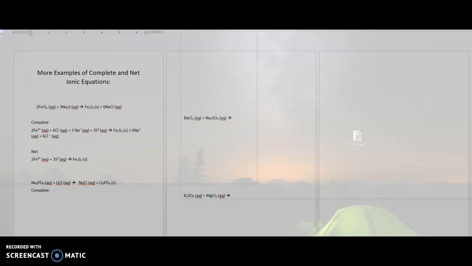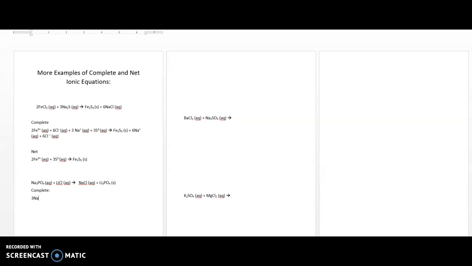Break up everything into its ions. 3 Na plus aqueous plus PO4 3 minus aqueous. Oops, you know what? We did not balance this thing before we started. Let's go back and balance this. Put a 3 here. 3 chloride, need 3 here. Now it's balanced. Now let's go back and do what we're doing.